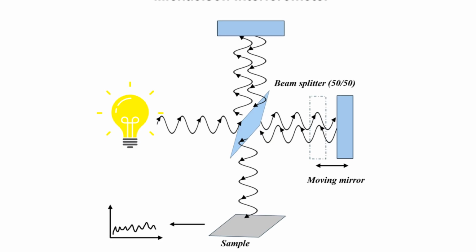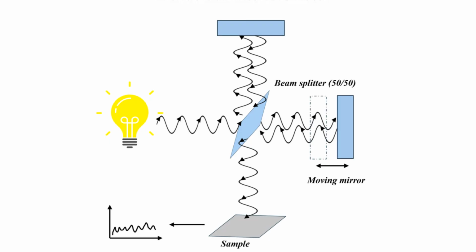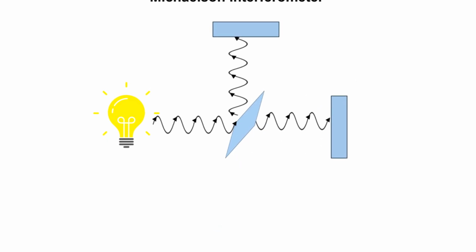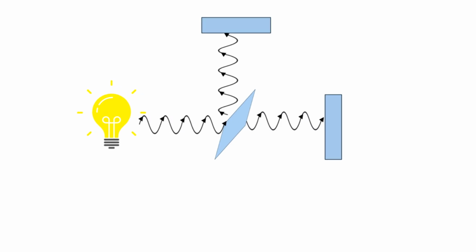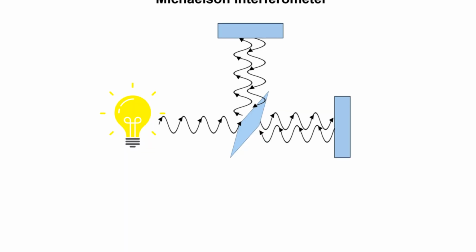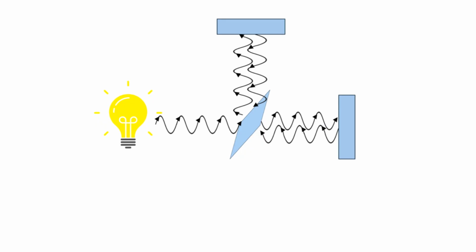Now, let's move to the second figure, which shows the famous Michelson interferometer. This is the key optical engine inside every FTIR spectrometer. It may look complicated, but the idea is simple. Light from the source hits a beam splitter, which divides it into two beams. One beam travels to a fixed mirror, and the other travels to a moving mirror. Both beams hit their mirrors, bounce back, and return to the beam splitter, where they recombine.